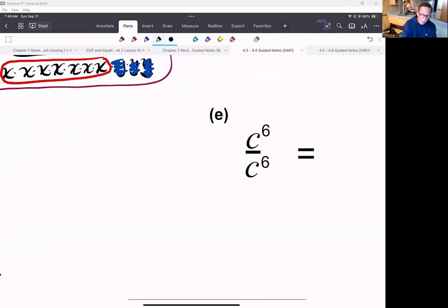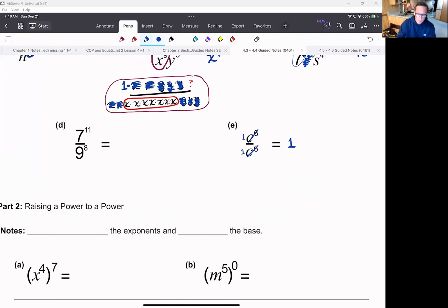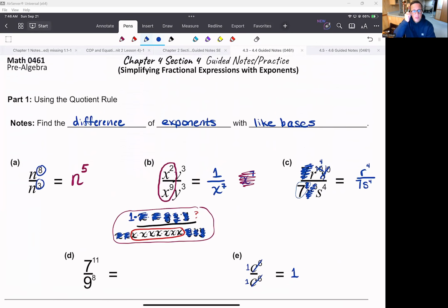Right here, both of these are the same. They cancel off. They turn into 1. Basically, 1 over 1 equals 1. All right, so that is the quotient rule right there. Quotient rule is just where you're subtracting the powers. And the important thing with the quotient rule is that you're subtracting powers with like bases. Very important to do that.